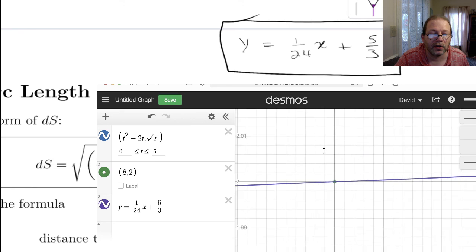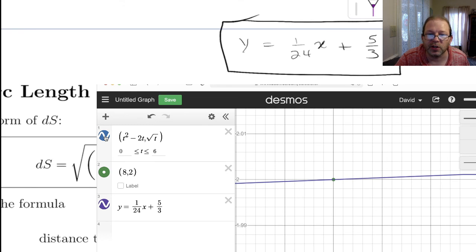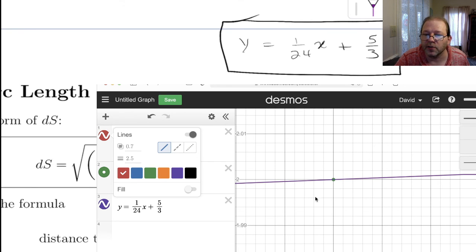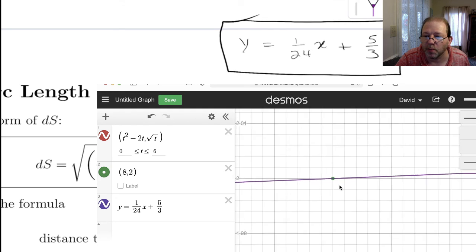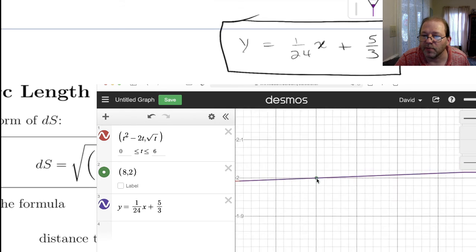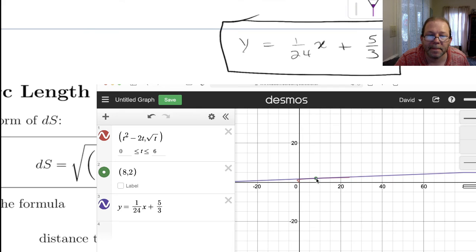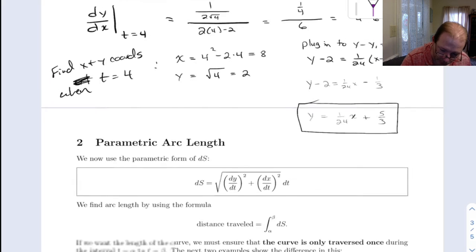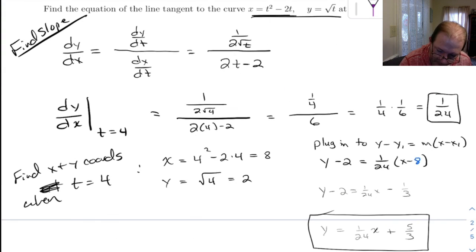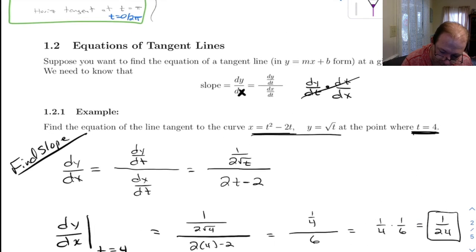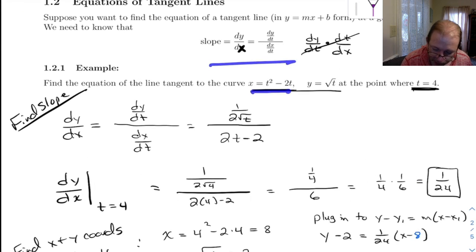I go over here and zoom way in on this. Let me change this to red. So the curve is red and the tangent is purple, and they're basically right on top of each other there. All right. So that's basically all you do: you get the slope by using this formula up here, you get the point by using these, and once you've got those two, it's just like finding any other equation of a line.